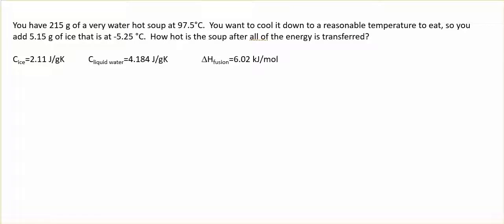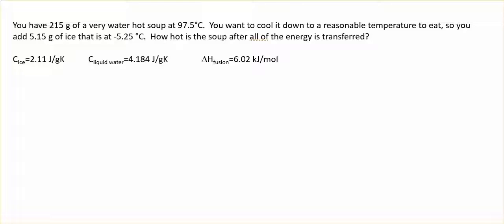All right, here in this video I'm going to solve a rather complex problem for you that involves both a heating curve as well as energy transfer between two different substances.